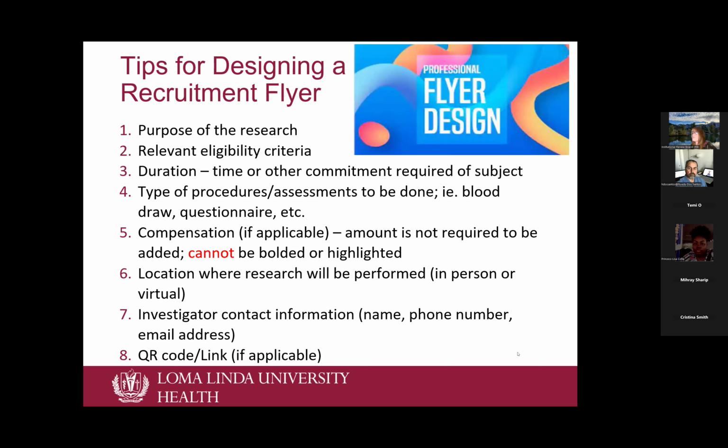Now, one of the things that we do not have on the IRB website is a template for designing a flyer. So I have put this together so that everybody can reference this if you get to that point. The one thing I will cover through this is compensation. So if you are going to have compensation for your study and put this on your flyer, you have to make sure that it's not standing out above anything else within that flyer. So all of the font needs to be the same color, the same size, the same style, so be aware of that. And then you can always add your QR codes and your links.